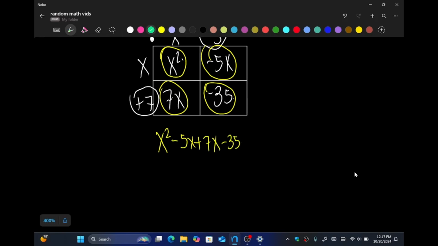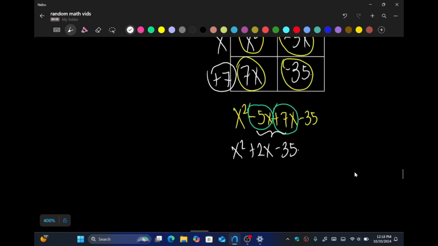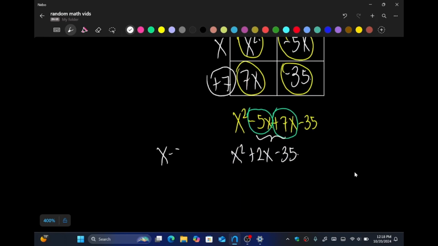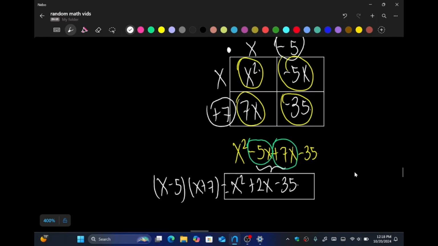Then you want to combine your like terms. You have a negative 5x and a 7x, so that would be x squared plus 2x, and then minus 35. So we know that x minus 5 times x plus 7 is equal to this. So this would be our answer, guys, for this first one.